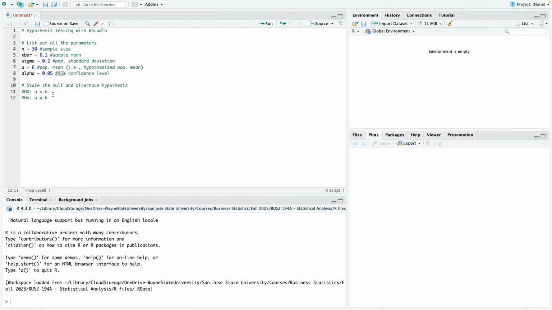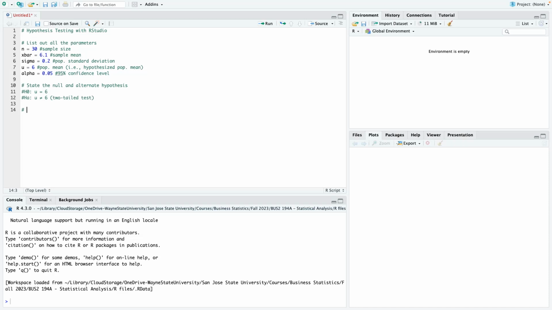So looking at this, you can infer that this is a two-tailed test, right? This is a two-tailed test. If you have it as a less than, it's a one-tailed test for the lower side. If you have it as greater than, it's a one-tailed test for the upper side. So just some hints for you to take note of. So let's continue.